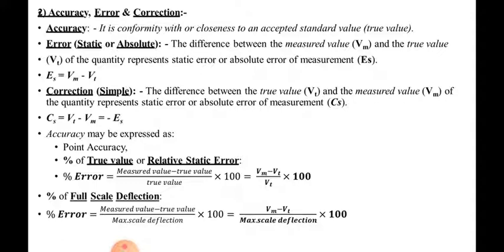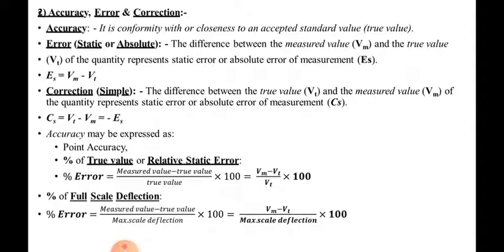Suppose we are targeting a point, and we have projected something over that targeted point. In that case, what will be the deviation from the targeted point?